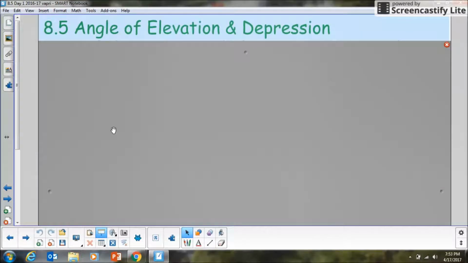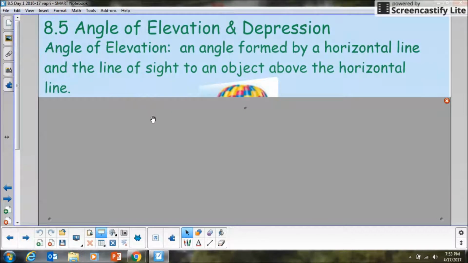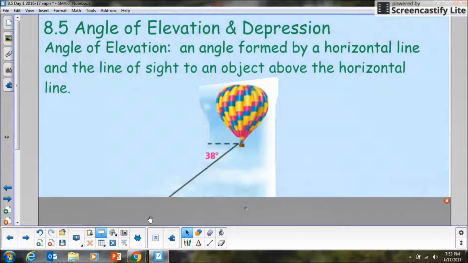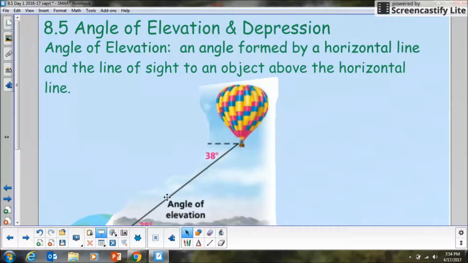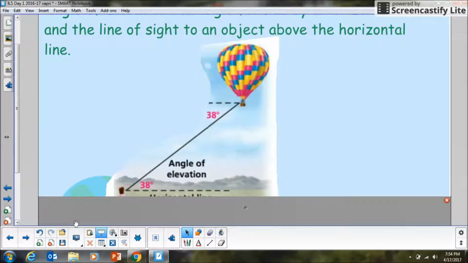So we'll start with angle of elevation and depression. And here's a picture. First of all, angle of elevation is an angle formed by a horizontal line and the line of sight to an object above the horizontal line. If you look at this picture, you have a balloon and you have a person looking at the balloon.